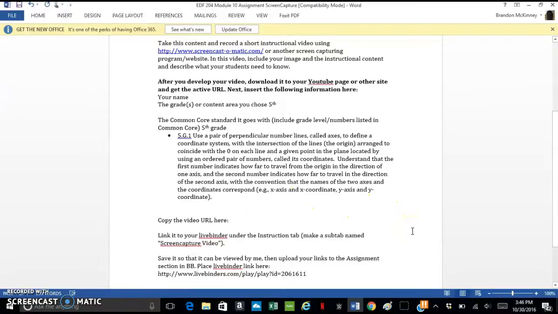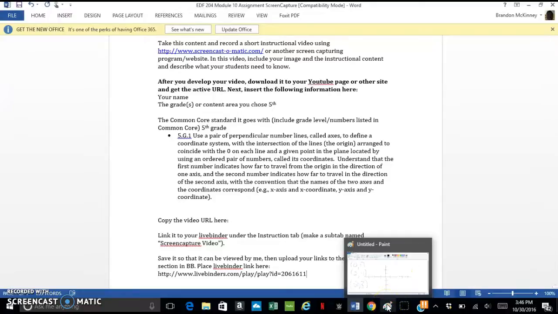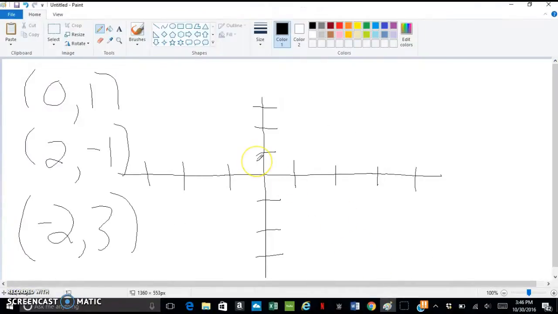Okay, so what I've done here is instead of putting a graph on here from the internet, I've just got on Paint and kind of drew my own little graph. It's not much, but on this graph, the origin would be right here where the cursor is, and I've just drawn a couple lines for each axis, and not very big numbers, but I've got one point as 0, 1.